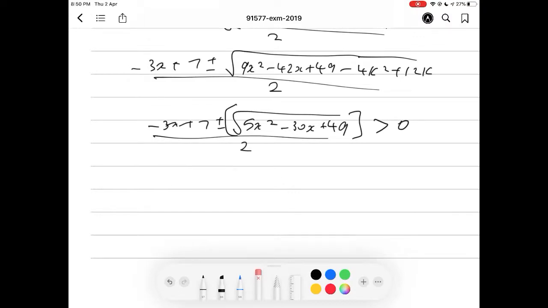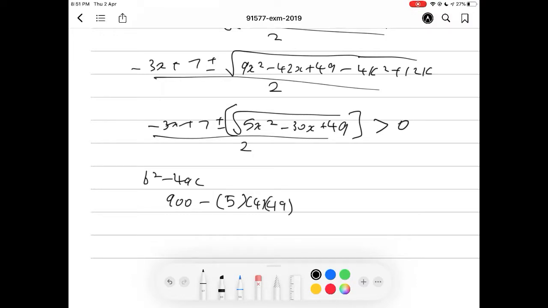Okay, so first things first, we want to prove that this is always not touching the x-axis, because if it's touching the x-axis, then it's going to be equal to 0, and therefore there could be one solution, and that's not what we want. So we're going to find the discriminant of the discriminant. So the discriminant of 5k squared minus 30k plus 49. We're going to use the quadratic formula again, but this time we're just going to find the discriminant. So b squared minus 4ac. So this time 900 minus 5 times 4 times 49.